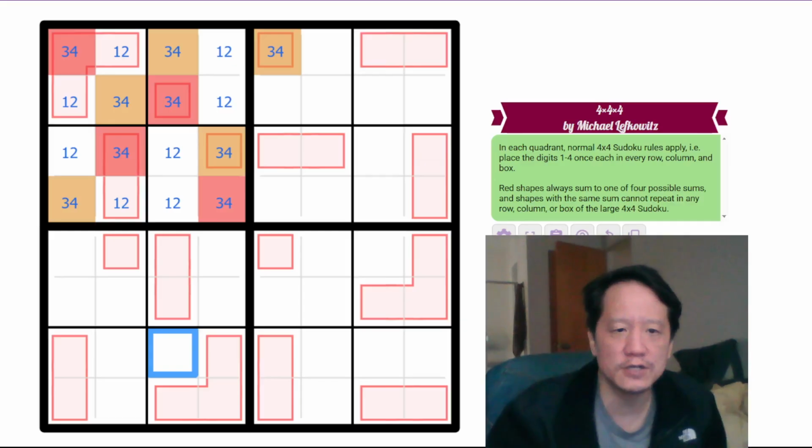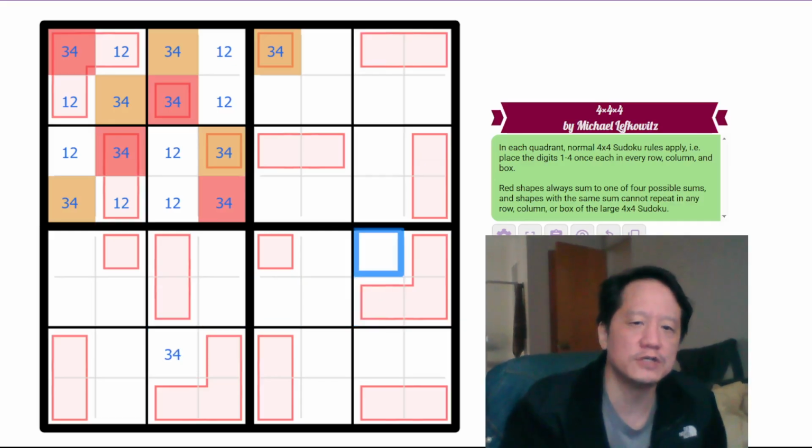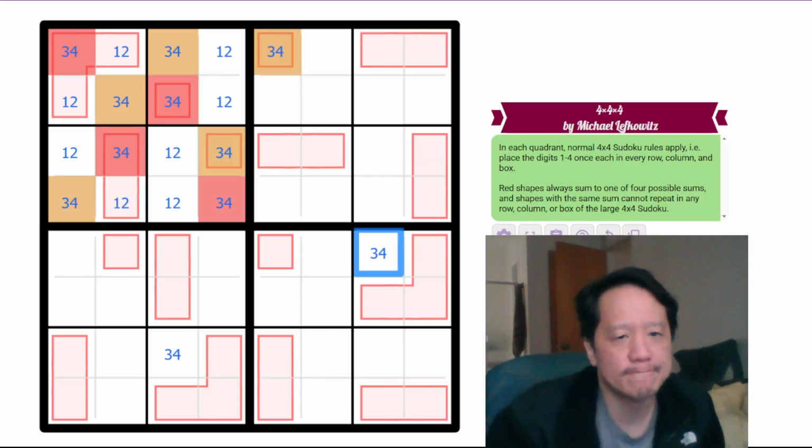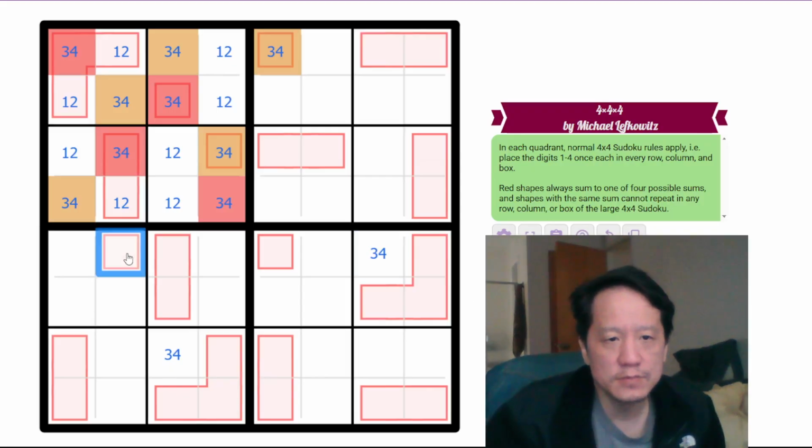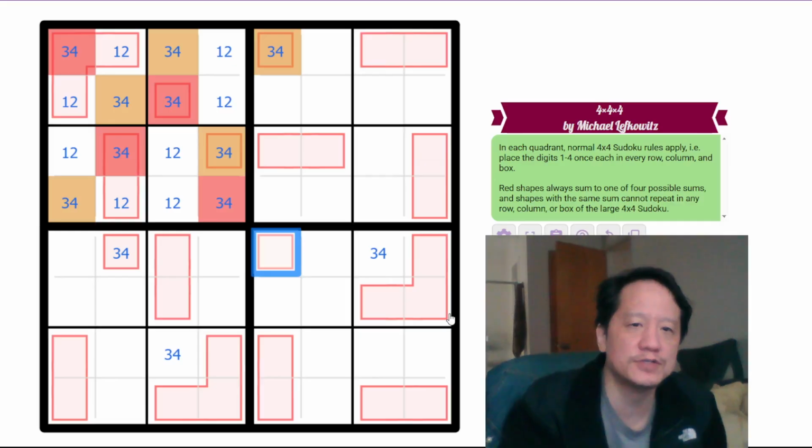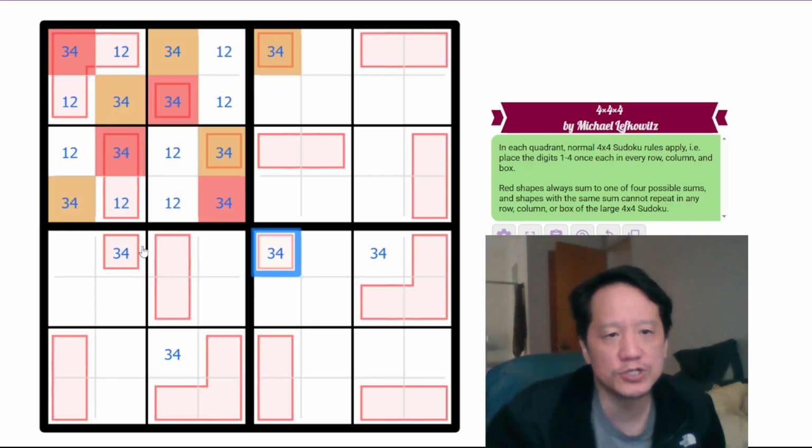So we're guaranteed a 3, 4 here. We're guaranteed a 3, 4 here. This is obviously a 3, 4. This is a 3, 4, but we don't know which color. These have to be different colors, though. So this is different than this. Okay, so we'll mark this as green, I guess. So that's green. We'll mark this as pink.